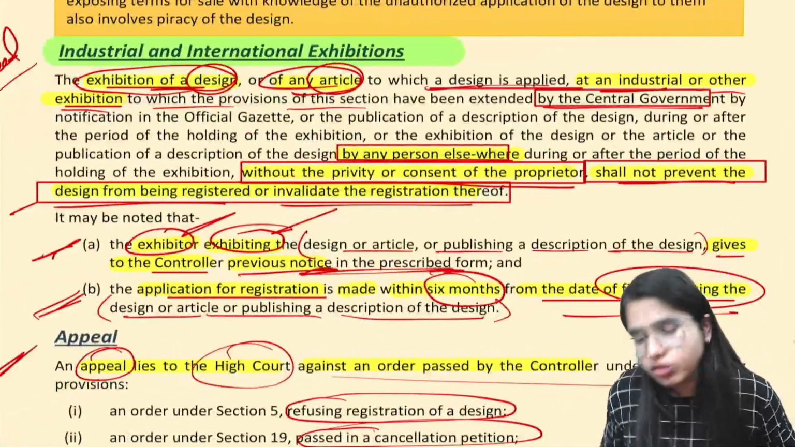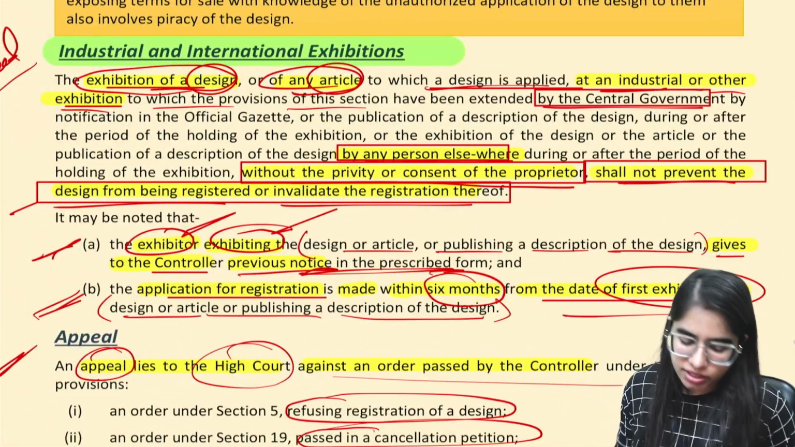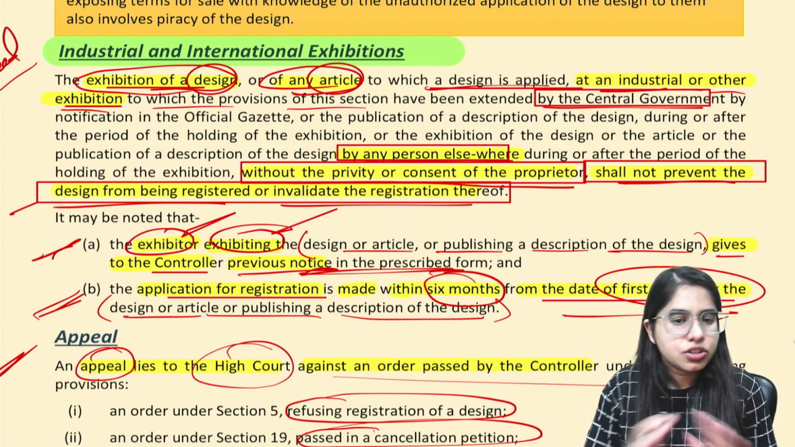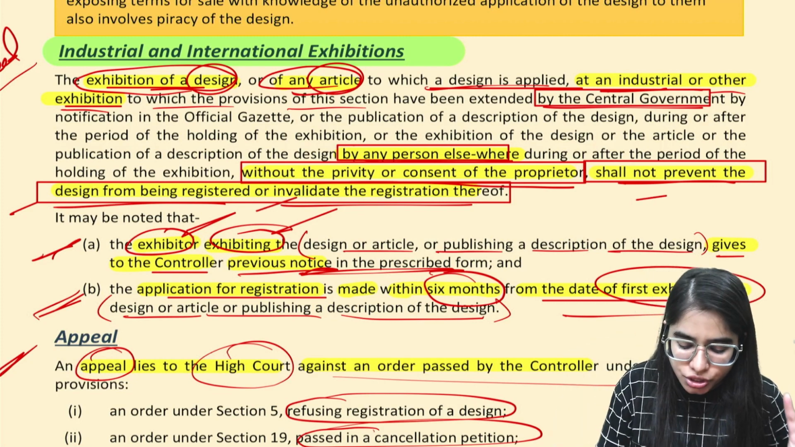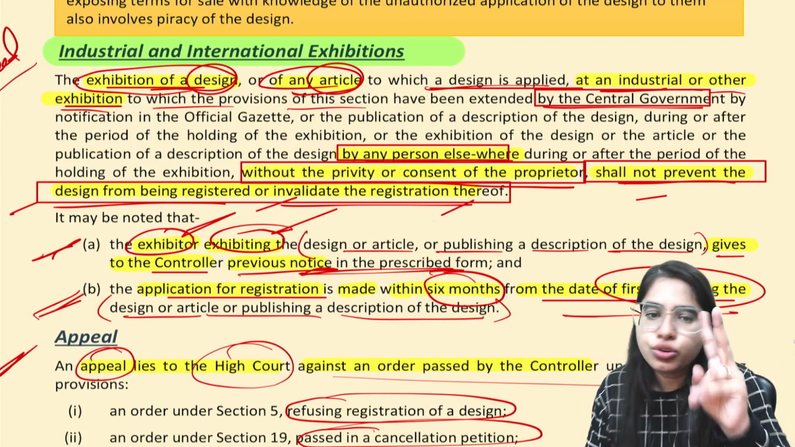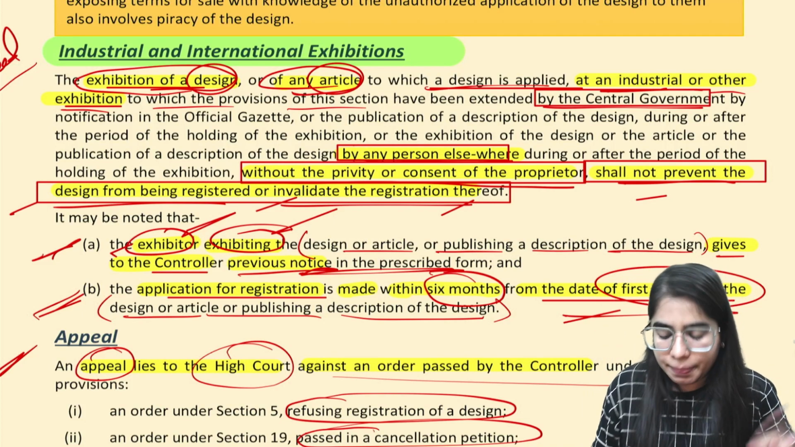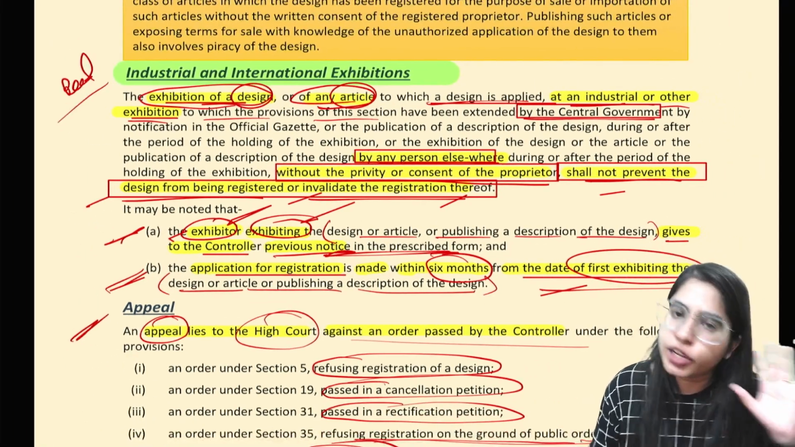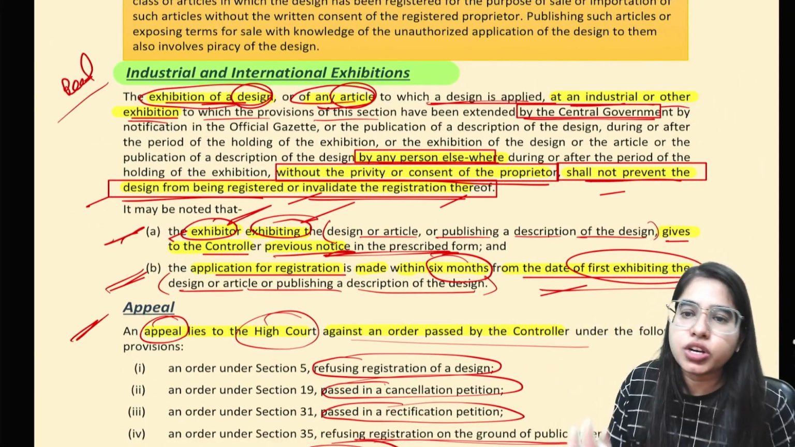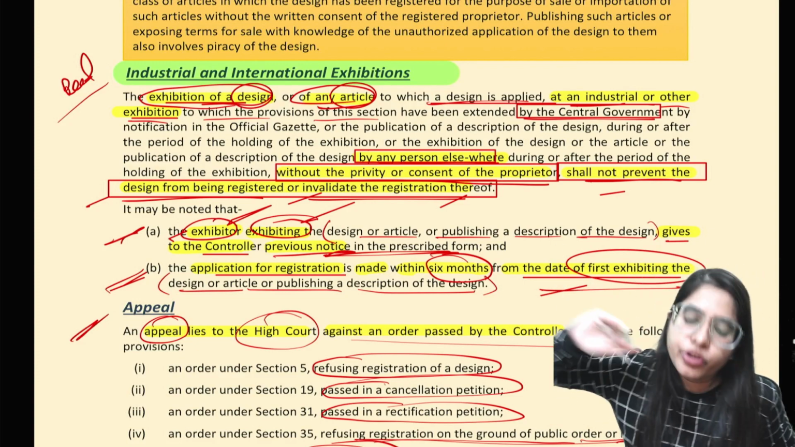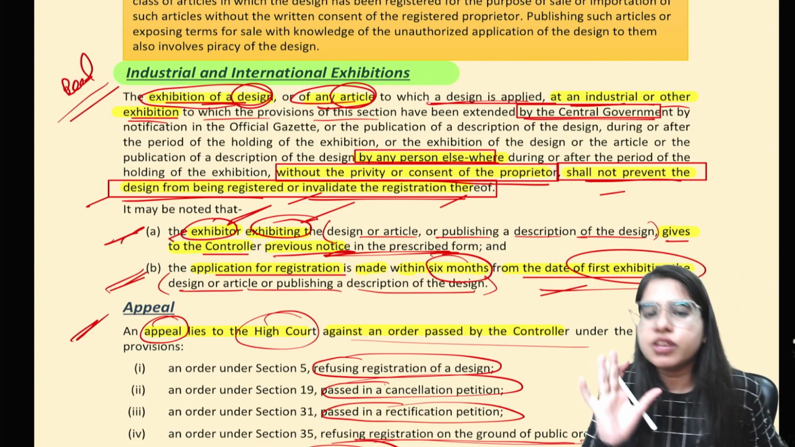Small point, not in very much detail, that is more than sufficient. You just read, if any exhibition is done by any person, it does not prevent registration or invalidate the registration. Two conditions: notice has to be given to the controller, and number two, the registration application has to be made within 6 months from the date of exhibition. That's it. That is all you have to study. Don't try to go beyond this. Don't try to go into too much detail or too lengthy. Just what is given in the material.